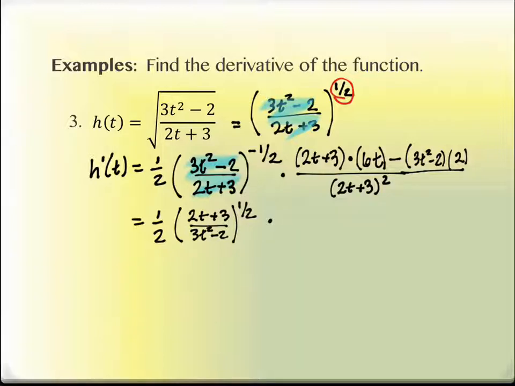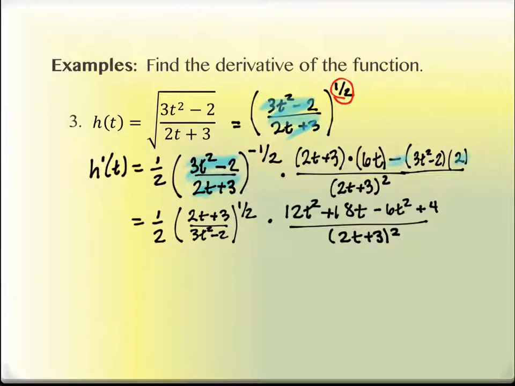So this is 2t times 6t would be 12t squared. 3 times 6t would be 18t. And then I have this negative and this 2, so negative 2 is distributing through, so I have got negative 6t squared and positive 4. All over 2t plus 3 squared.